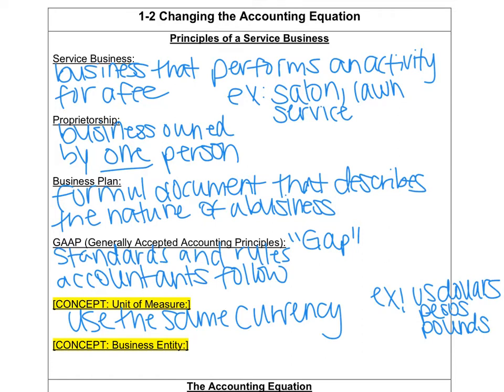The next concept is called business entity. And this is whenever you keep your personal records separate from your business records. So even though you would be a proprietorship, or you are the only owner of a business, you still don't want to mix your personal finances with your business finances. You have to keep them separate.